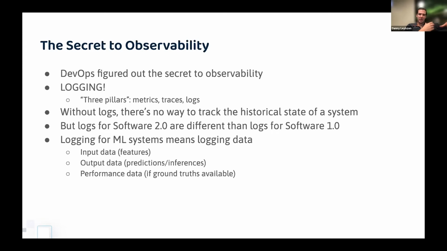So this is like the features or the independent variables, the output data, which are the predictions or the inferences being made by our machine learning model. And then if ground truth is available, if we're able to know the actuals, we can also track performance data, which is how is our model actually performing? And by tracking these three types of data, we're actually able to get insight into the performance of our machine learning model, and more broadly into the performance of our machine learning system as a whole.